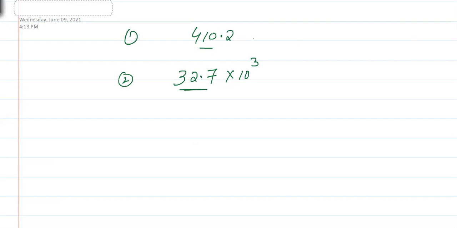So how can I write the standard form for this one? I need to shift the decimal from here to here. Now, what will it become? It will become 4.102 into 10 to the power. Now, how many digits did we shift? We shifted 2 digits, 1 and 2. So 10 to the power 2. As I'm shifting from right to the left, shifting from right to the left will make the power positive.